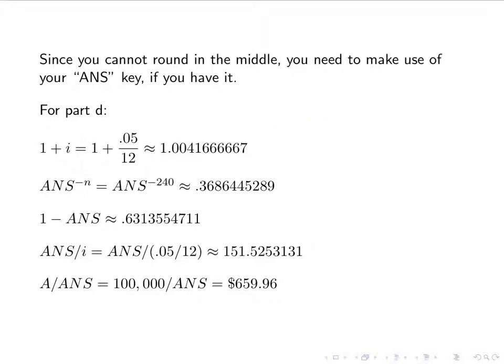You should get $659.96 after rounding to the nearest hundredth, because again, dollars have 2 decimals. Okay, so if you didn't get that, try it again from the beginning. Again, make really sure that you use the answer button when you can, and also the parentheses at this point. That's probably the biggest mistake that I see people doing.